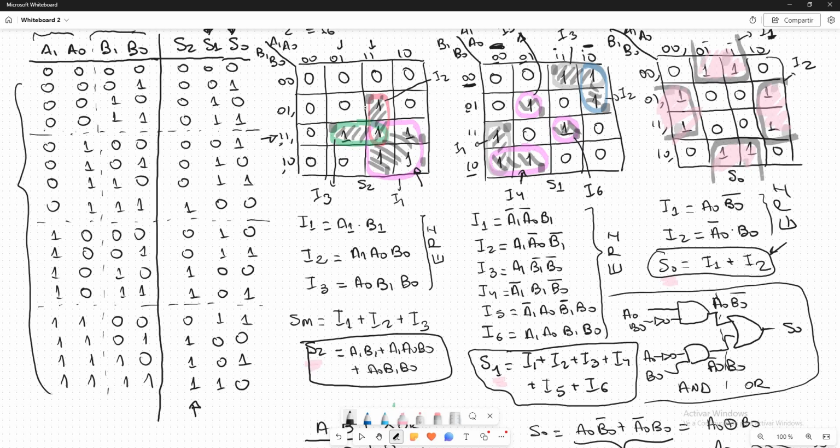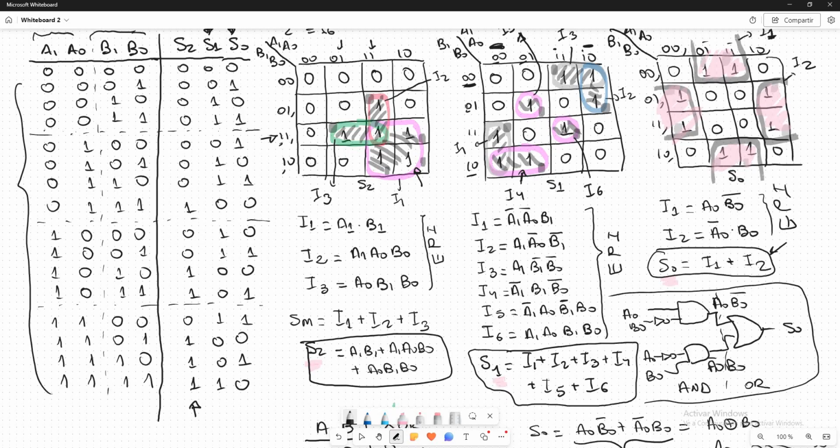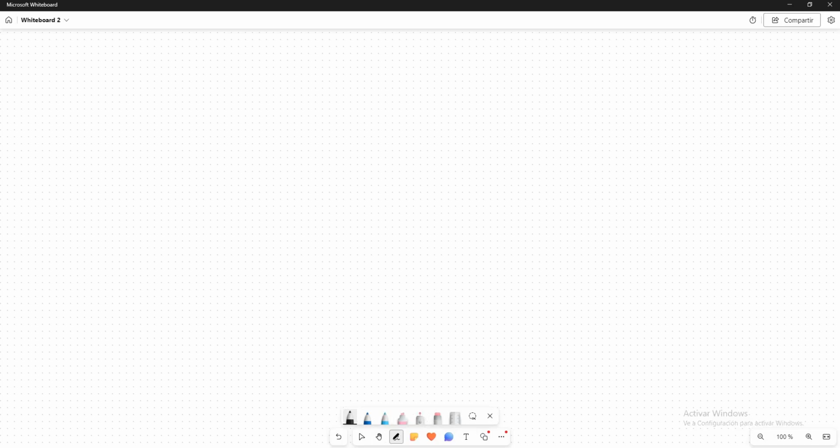Now I'm going to explain why we can build a logic diagram of any function using NAND and NOR gates. We are going to see the concept of complete set of operators. So what's a complete set of operators?